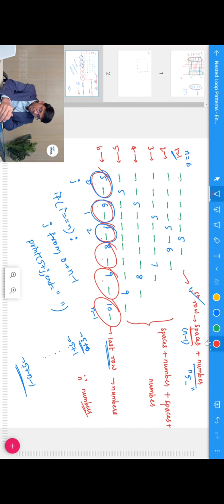So this will make sure that first 5 plus 0 is printed. When j is 0, 5 plus 0 is printed. j equal to 1, 5 plus 1 is printed, 6. Next, when j equal to 2, 5 plus 2 is printed, etc. In that way, this will be printed. Right. So let's start writing the code.